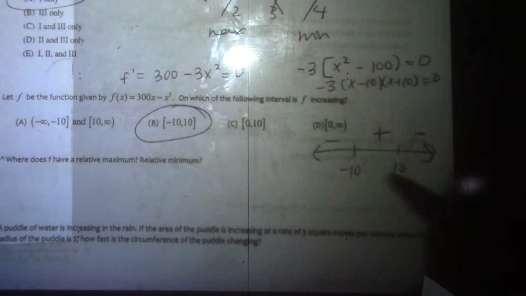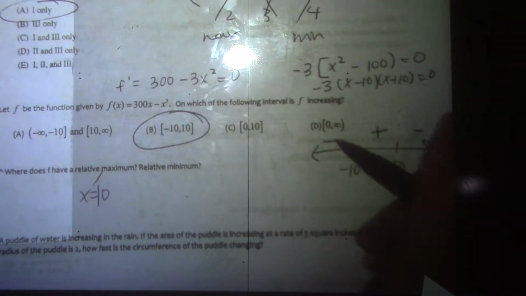Relative maximum, positive to negative, so that's at x equals 10. Minimum from negative to positive, that's at x equals negative 10.